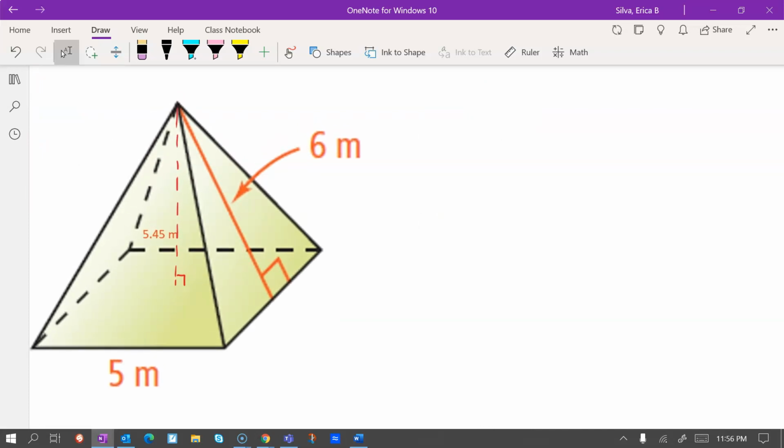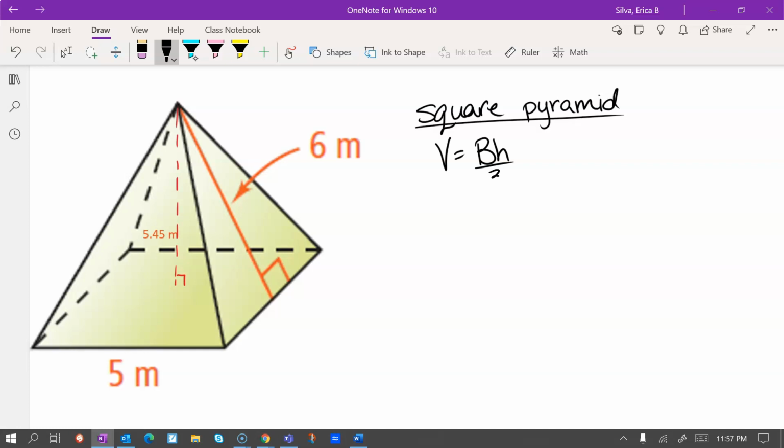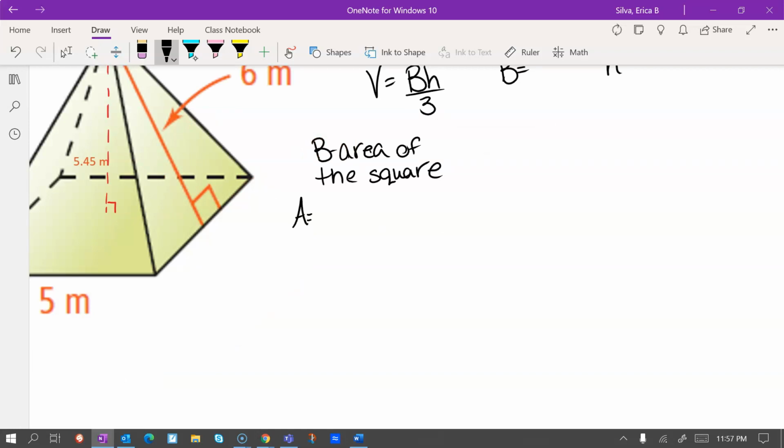And on our next example, go ahead and name the figure. If you said it was a square pyramid, you are correct. The base is a square. And because the lateral faces are triangles, we have a pyramid. So we're going to use capital B times H divided by 3. We need our capital B and our H, and we can find our capital B by finding the area of the square. And for area of square, we have base times height.